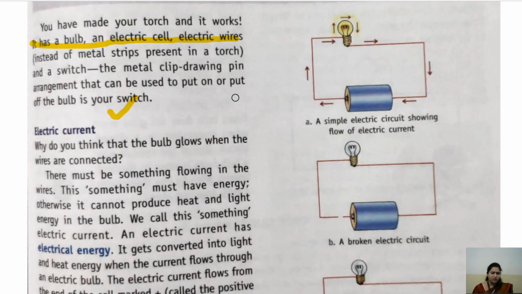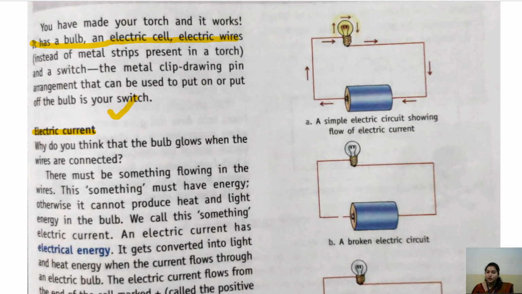Now, coming to the next topic, that is electric current. So children, you know that the torch is glowing and we have an electric cell. So what is happening inside the electric cell? What is happening in that electric cell that makes the bulb glow? That is because of the flow of electrons, or the flow of charge.